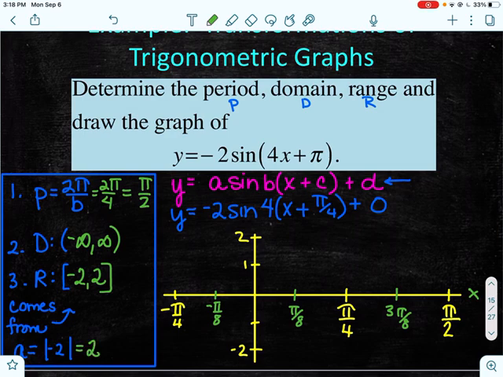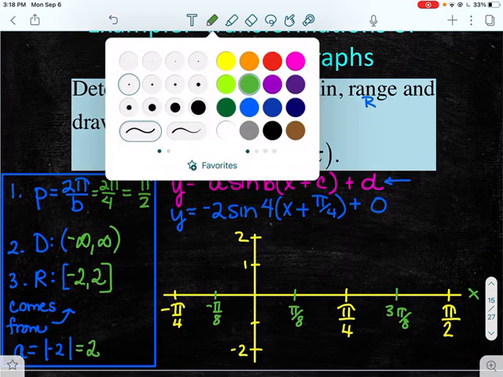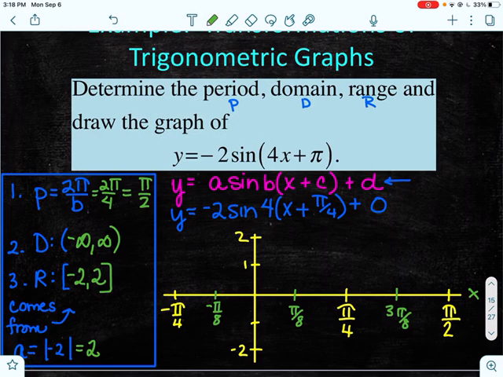Let's do it in white. So if I go from up here, that's not an asymptote. It's just showing you that my function is going to be trapped between those values, negative 2 and 2.